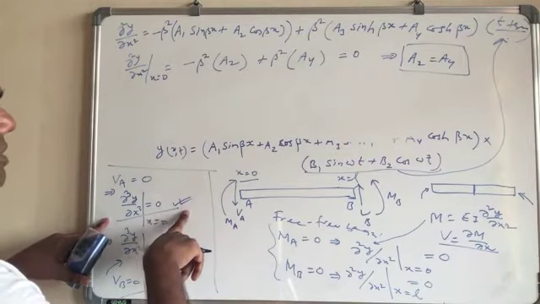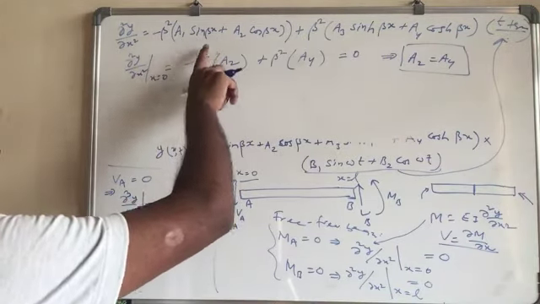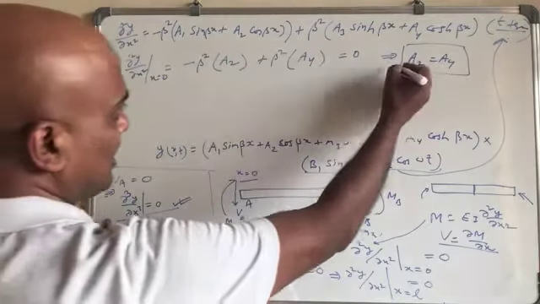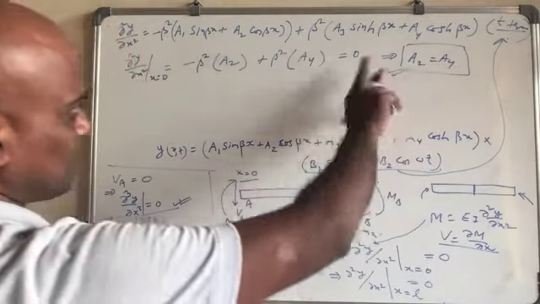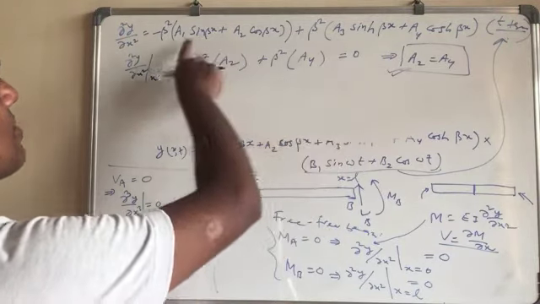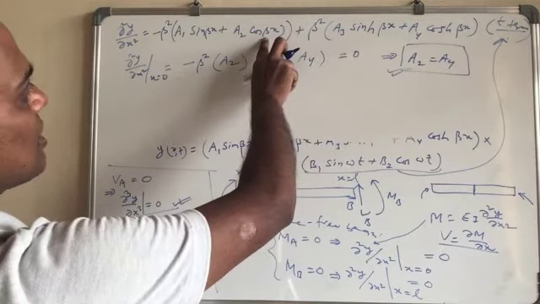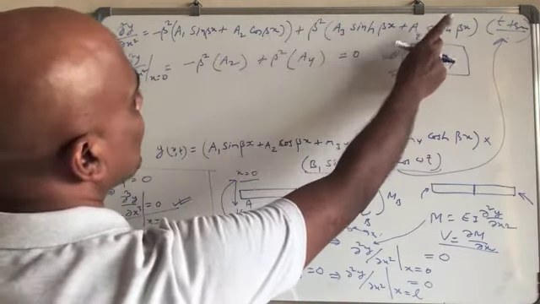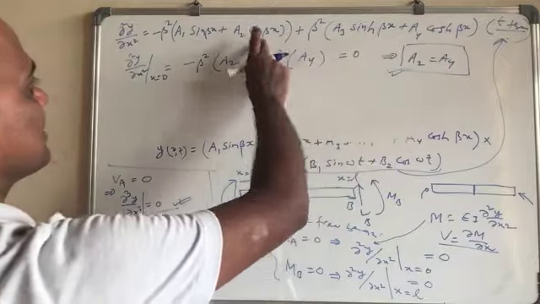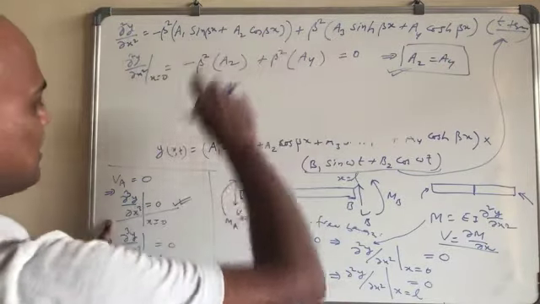If you apply this one, then you will get another condition, something which will relate A1 and A3, because these two terms will be signed in that case. Yeah, so you get a relationship between A1 and A3. Okay.